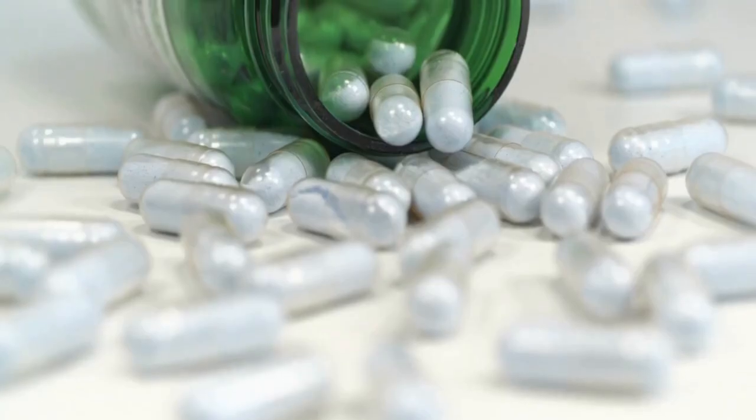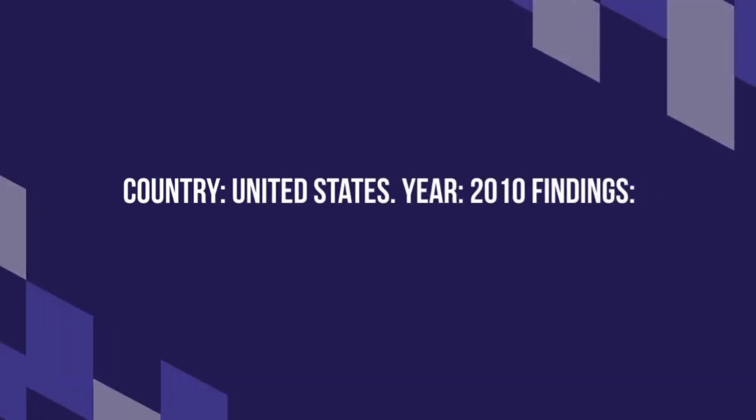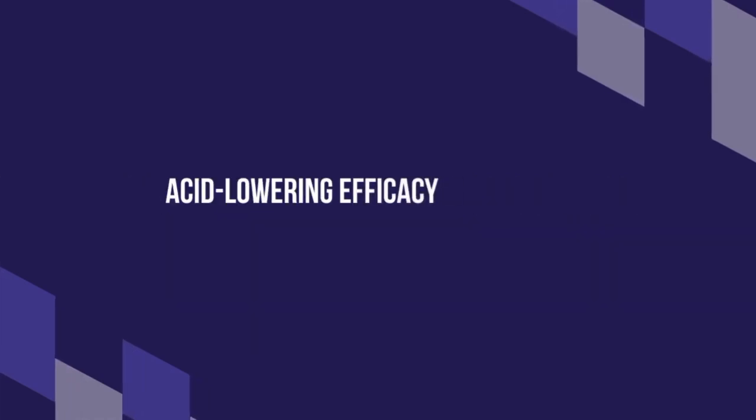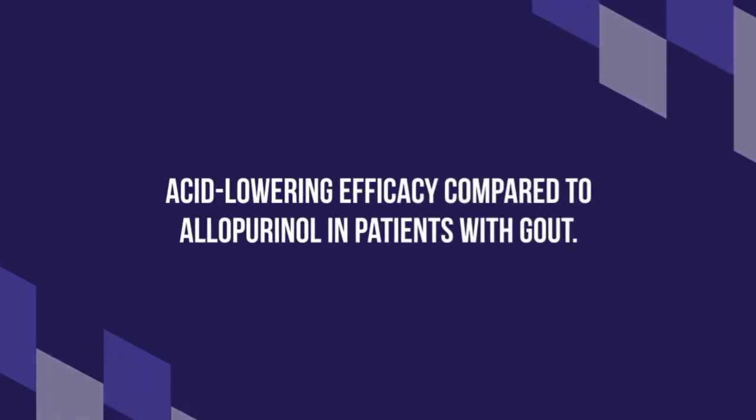References. Clinical pharmacology of Febuxostat, country United States, year 2010. Findings: highlighted Febuxostat's superior uric acid lowering efficacy compared to allopurinol in patients with gout.